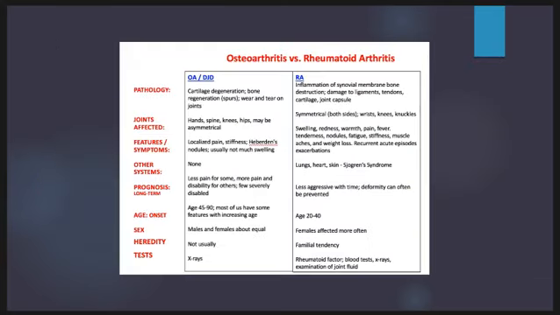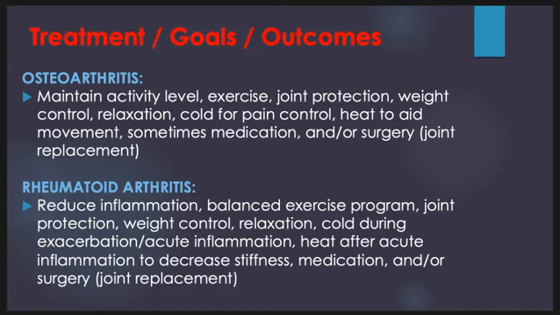Here is a table for you guys to review. It lists differences between osteoarthritis and rheumatoid arthritis. Treatment goals and outcomes will be similar for osteoarthritis and rheumatoid arthritis. But with rheumatoid arthritis, because it is an autoimmune dysfunction, they have high risk for deformities if they don't receive treatment for it.